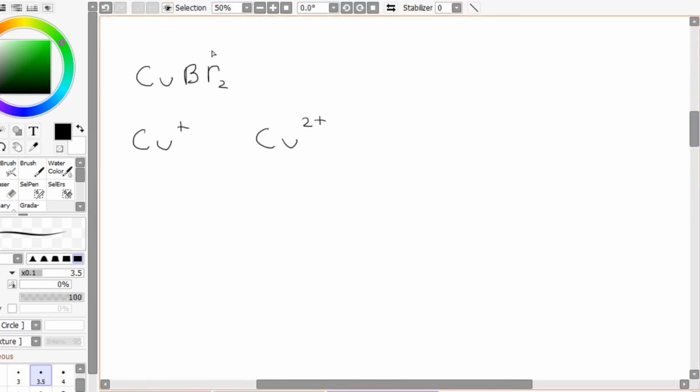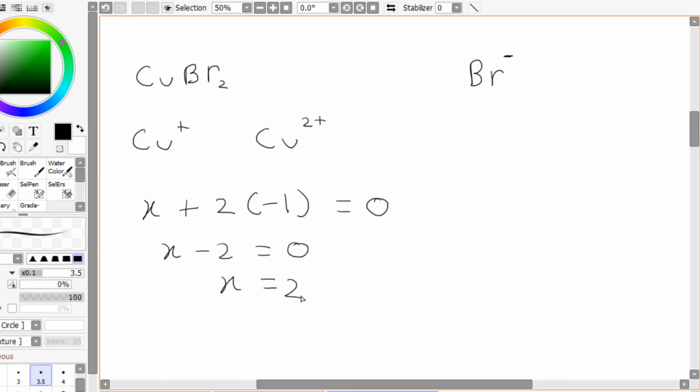So this one, copper with the bromide, needs to have an overall charge of 0. So we can even put an X if we're not sure what the charge of the copper is. And then we have 2 of this negative 1. The reason it's negative 1 is because bromine is going to make an anion like this. We want it to equal 0 for the overall charge. So simplify everything, and we get X is equal to 2.